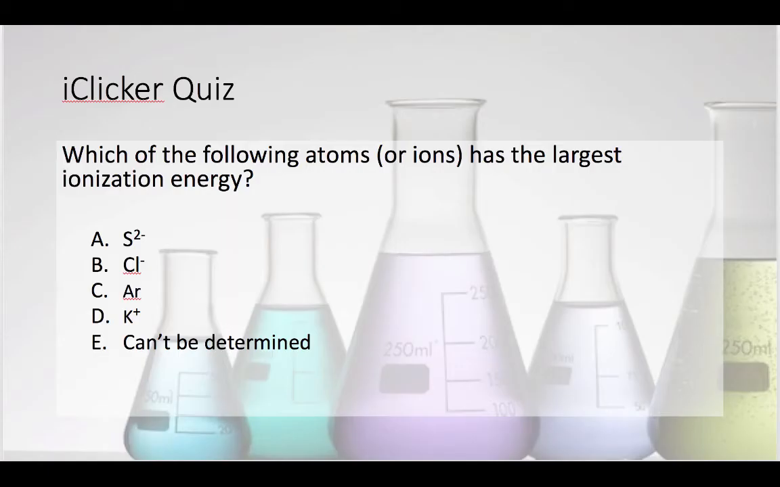Go ahead and give yourself this iClicker quiz. Which one of these atoms or ions would have the largest ionization energy? Remember, you're looking for the thing where you would be breaking a noble gas configuration. These all have a noble gas configuration. They're isoelectronic here with argon. So now, which one would have the largest ionization energy? It's going to be the one that has the most protons, or our potassium ion here.